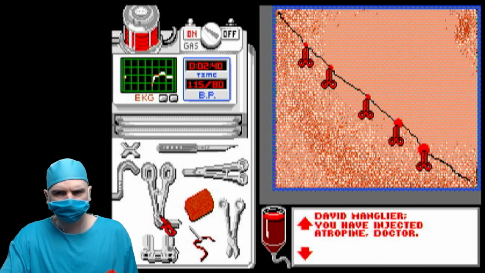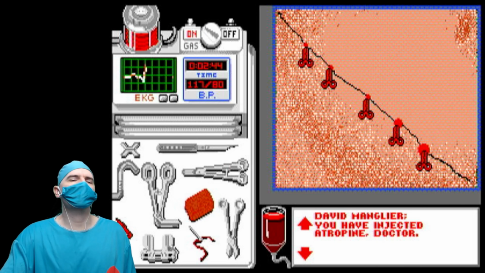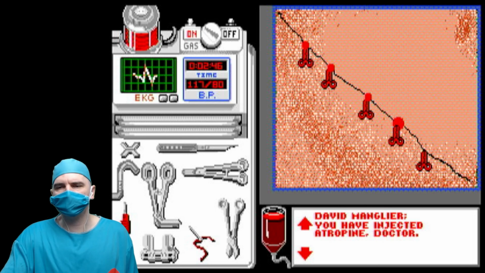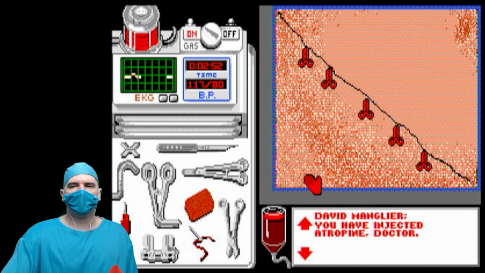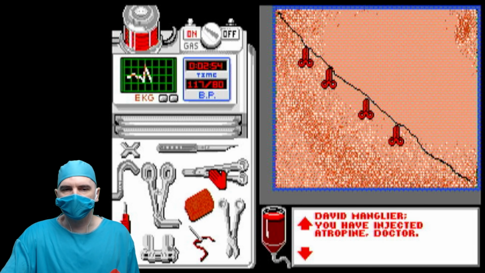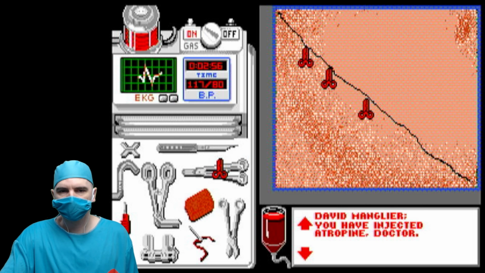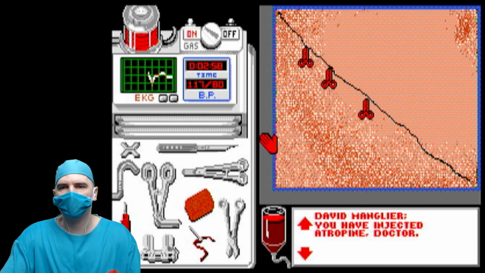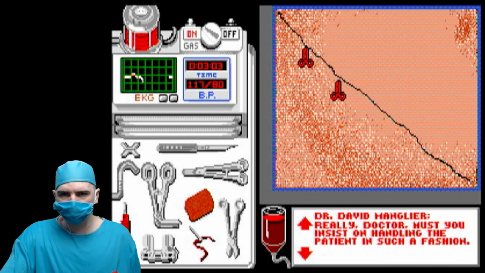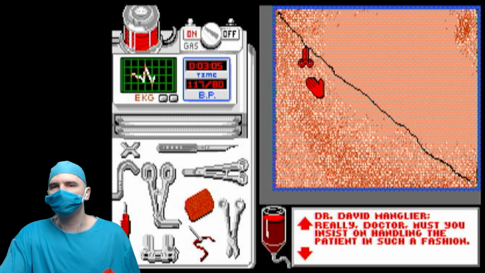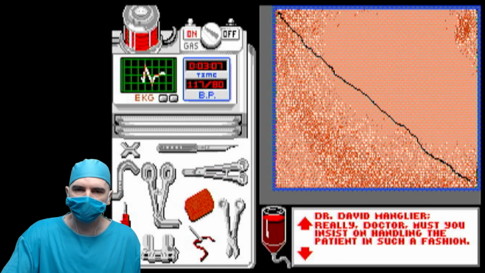Right, have I done them all? I think so. Right, we wipe away the excess blood. Good. Right, so now we remove the forceps. Really, doctor? Must you insist on handling the patient in such a fashion? It's very important the heartbeat does not stop. When it stops, yes, we've got a serious problem.